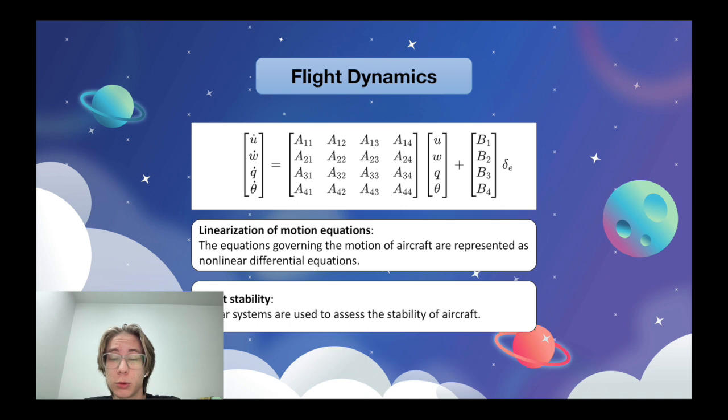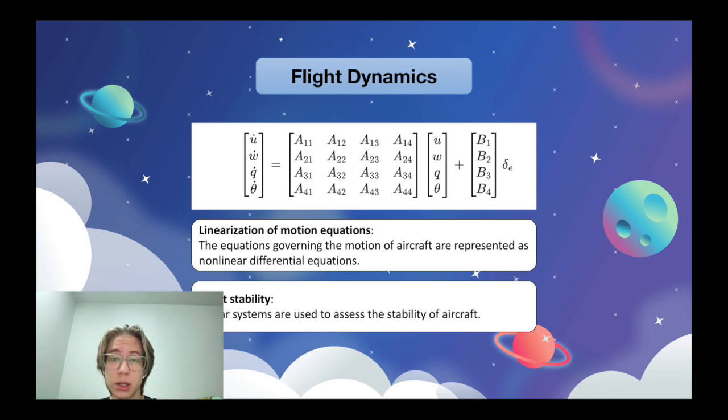So, for example, a model of aircraft motion in the longitudinal plane. The equation of motion can be written in linear form, as you can see in the slide, where u, v, q, and theta are the longitudinal velocity, vertical velocity, pitch rate, and pitch angle, and delta E is the elevator deflection. Analyzing the matrix A, we can assess the aircraft's stability.